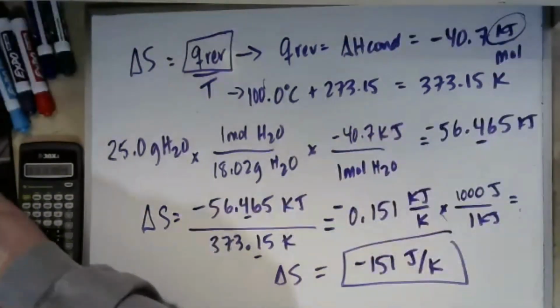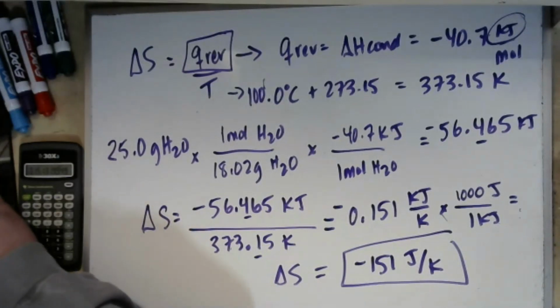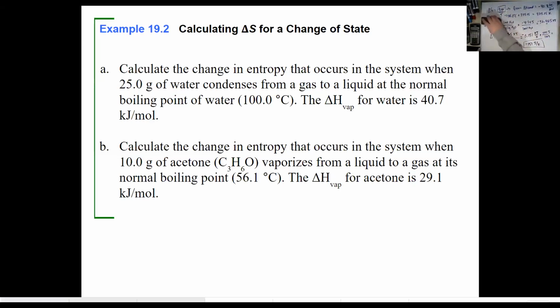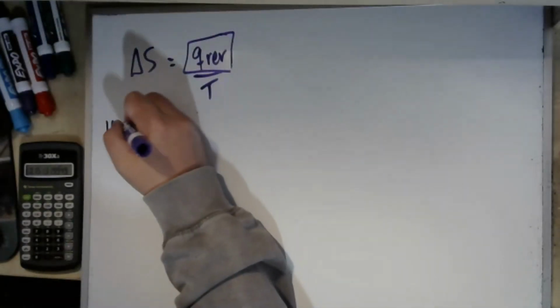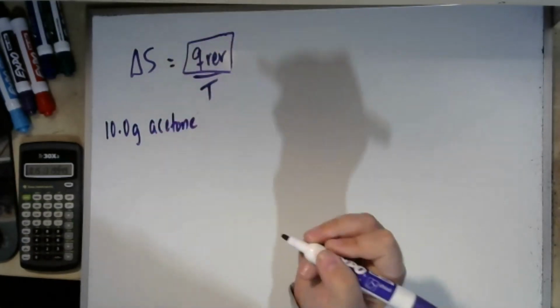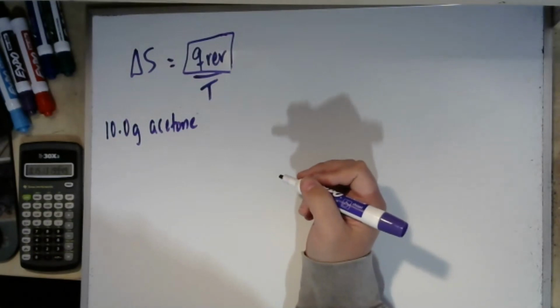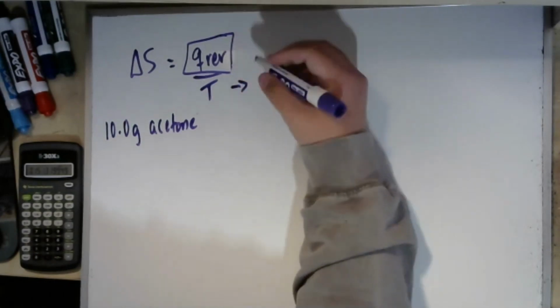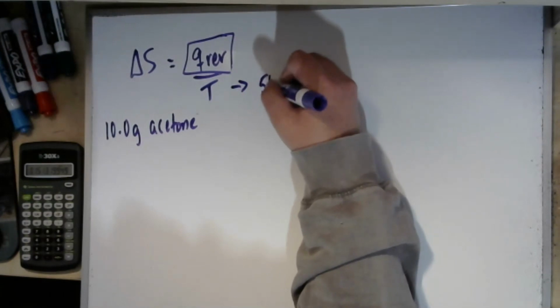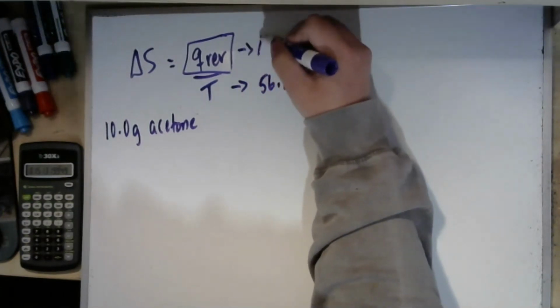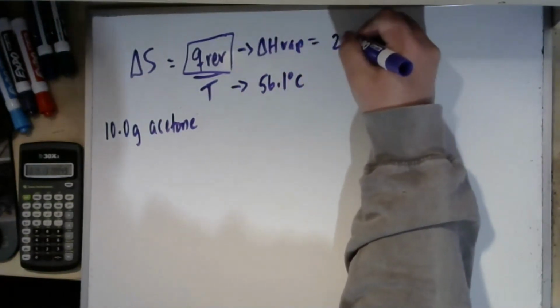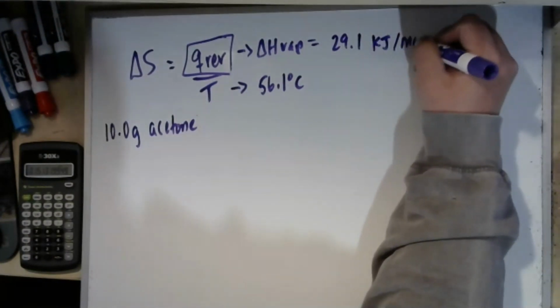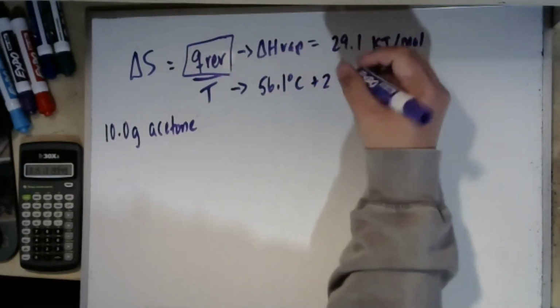Now we're going to look at the same process, but for acetone instead. Let me just remind you of the question. So let's take a look at this. We have 10 grams of acetone. It's vaporizing from a liquid to a gas, so we need the actual delta H value. This time we don't have to flip the sign on it. The temperature that we're looking at here is 56.1 degrees Celsius. And delta H is going to be 29.1 kilojoules per mole.